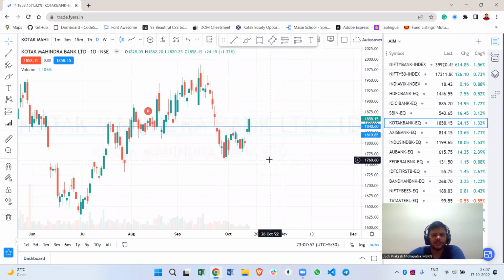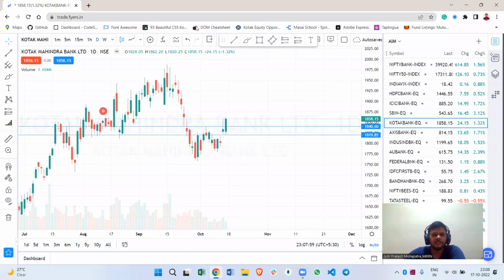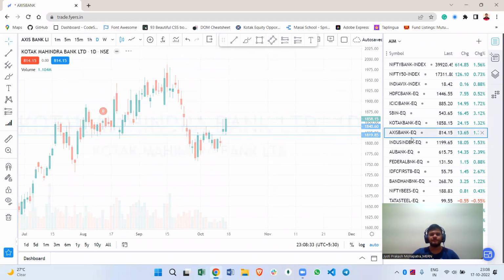Now let's look into Kotak Bank. Kotak Bank also broke that resistance zone, and after that it closes above 1860. And you can see here that it also made a W pattern, and you can continue for buying trade if it opens around 1850 and 1858. If it closes above 1858 or 1860 during the day, then you can take a trade for buying, and your target will be 1875. For any selling scenario, it needs to close below 1840.